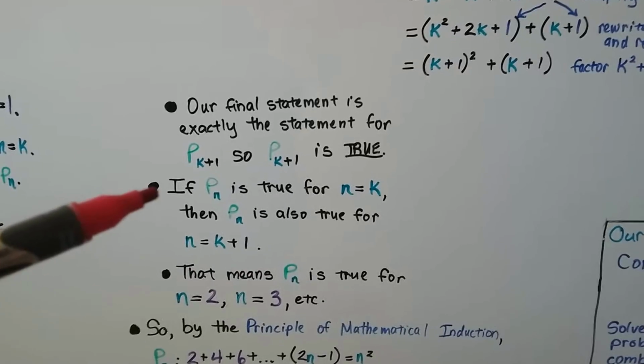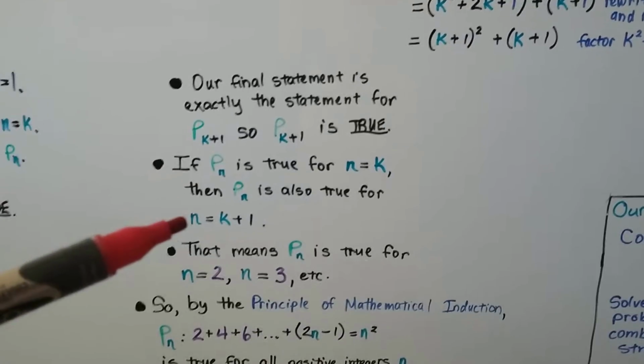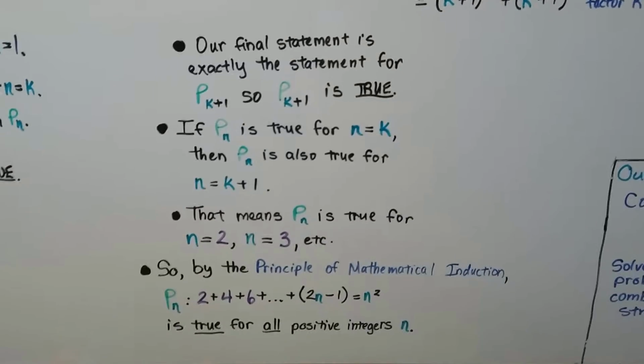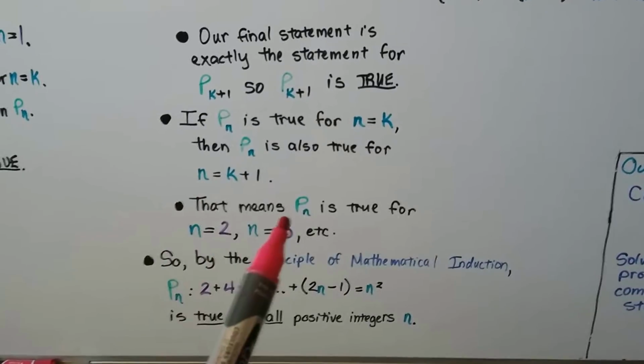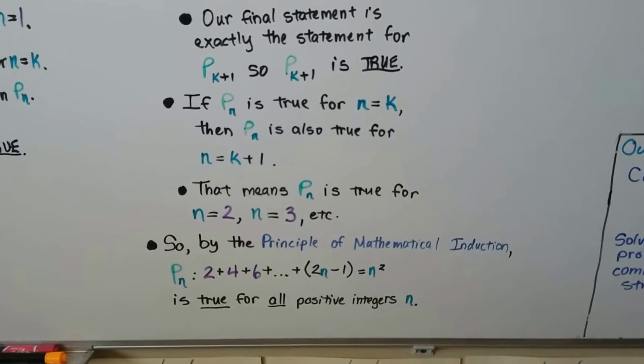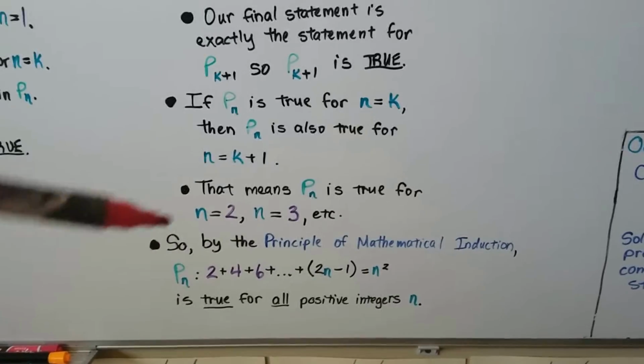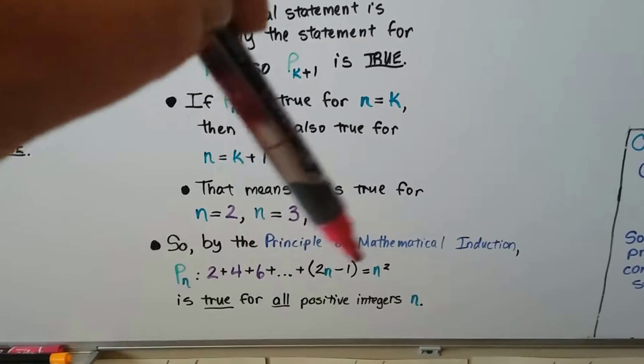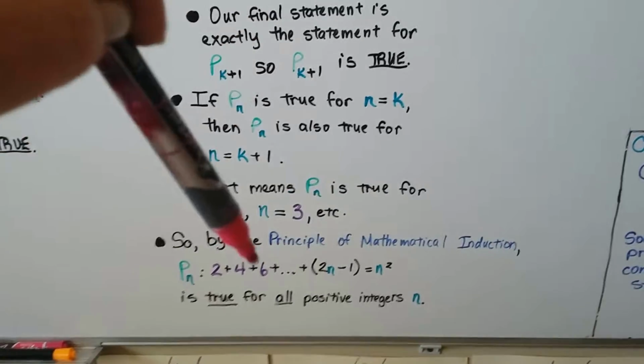If P sub n is true for n equals k, then P sub n is also true for n equals k plus 1. So that means it's true for n equals 2, n equals 3, and so on. So by the principle of mathematical induction, P sub n is true for all positive integers n.